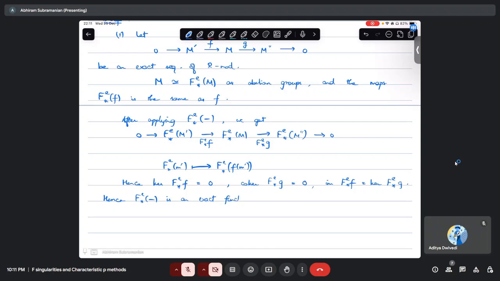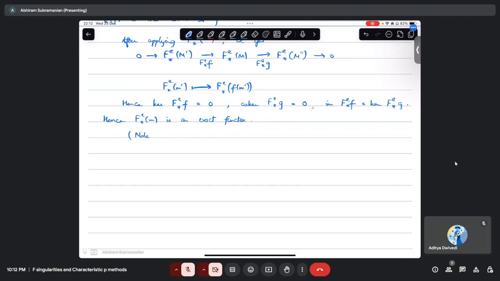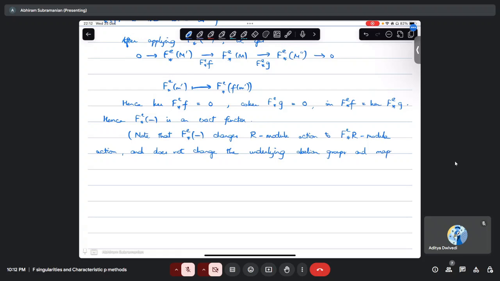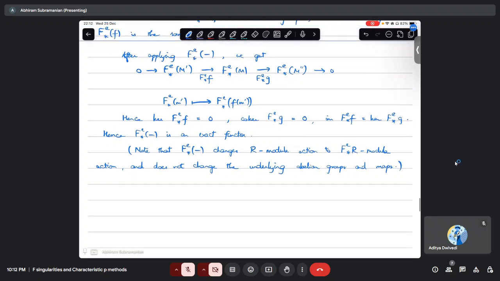So all this push forward is doing is changing the action from an R-module action to an Fe star R-module action. So note that Fe star changes the R-module action to Fe star R-module action and does not change the underlying abelian groups and maps. So that is why this is exact. The push forward is an exact functor.